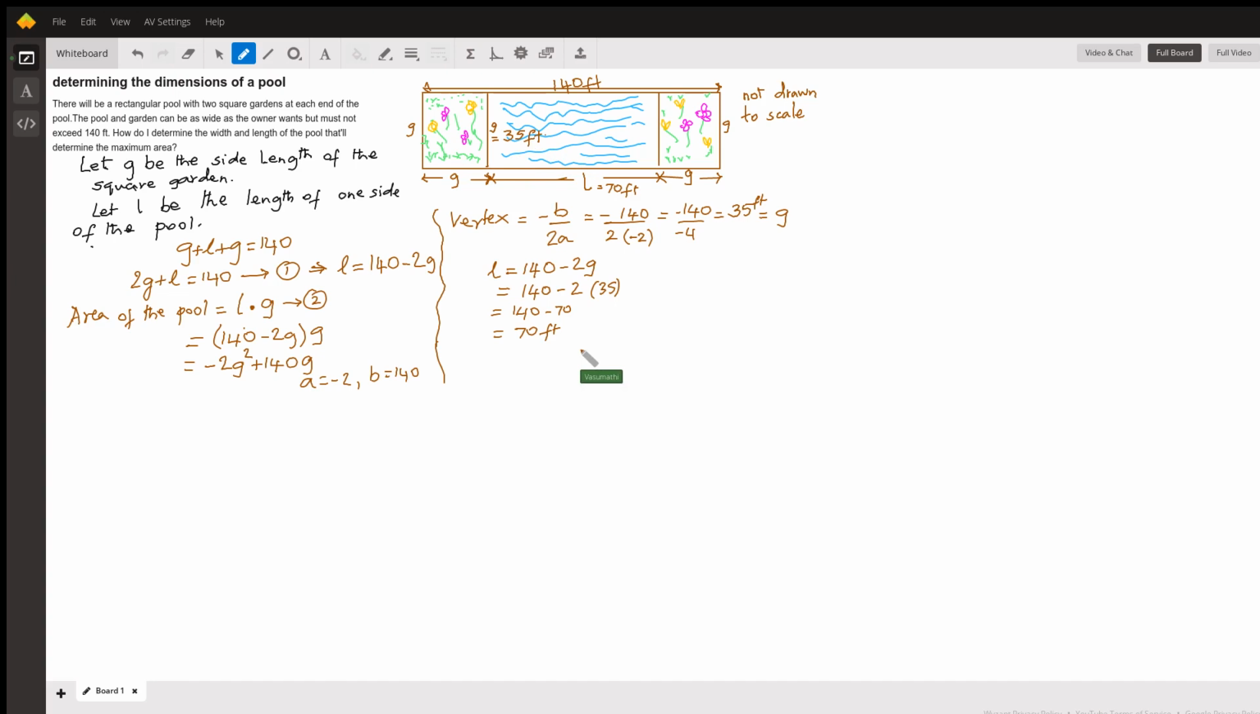So let me write that here, dimensions of the pool: the dimensions of the pool are 70 feet by 35 feet.